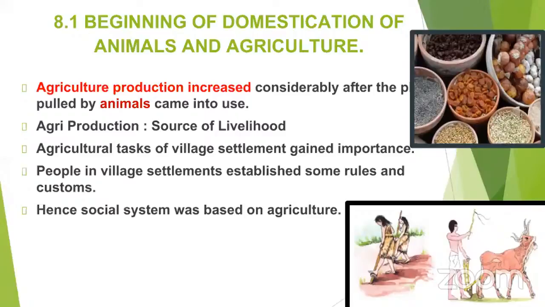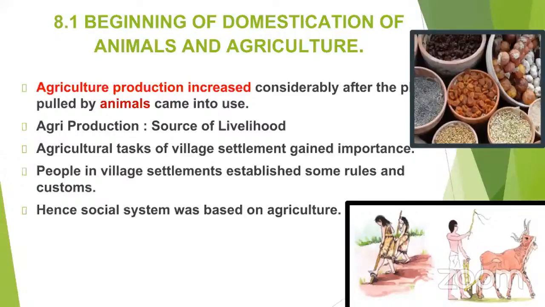And agriculture became the main source of livelihood. Livelihood means to live. Okay, so then they came to know about agriculture, how you can sow, how you can grow more plants, and how you can grow food for themselves. That became the source of livelihood. And the task of village settlement gained importance, and now the people started settling themselves. They converted into village, then town, then city.